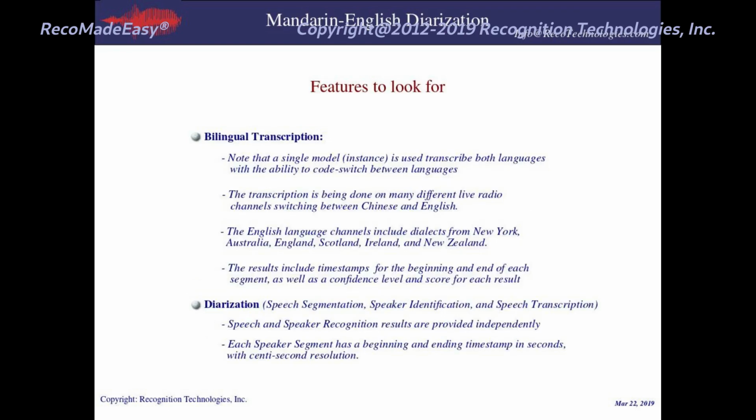So some of the features that you want to look for while we do the demo is, for example, the fact that this is a bilingual transcription. So you'll note that this one single model that we load and we run is transcribing both languages, Mandarin and English, and even within those languages, it can handle different dialects. But it can actually code switch back and forth between these languages. That means in one sentence, you can actually go between Mandarin and English.